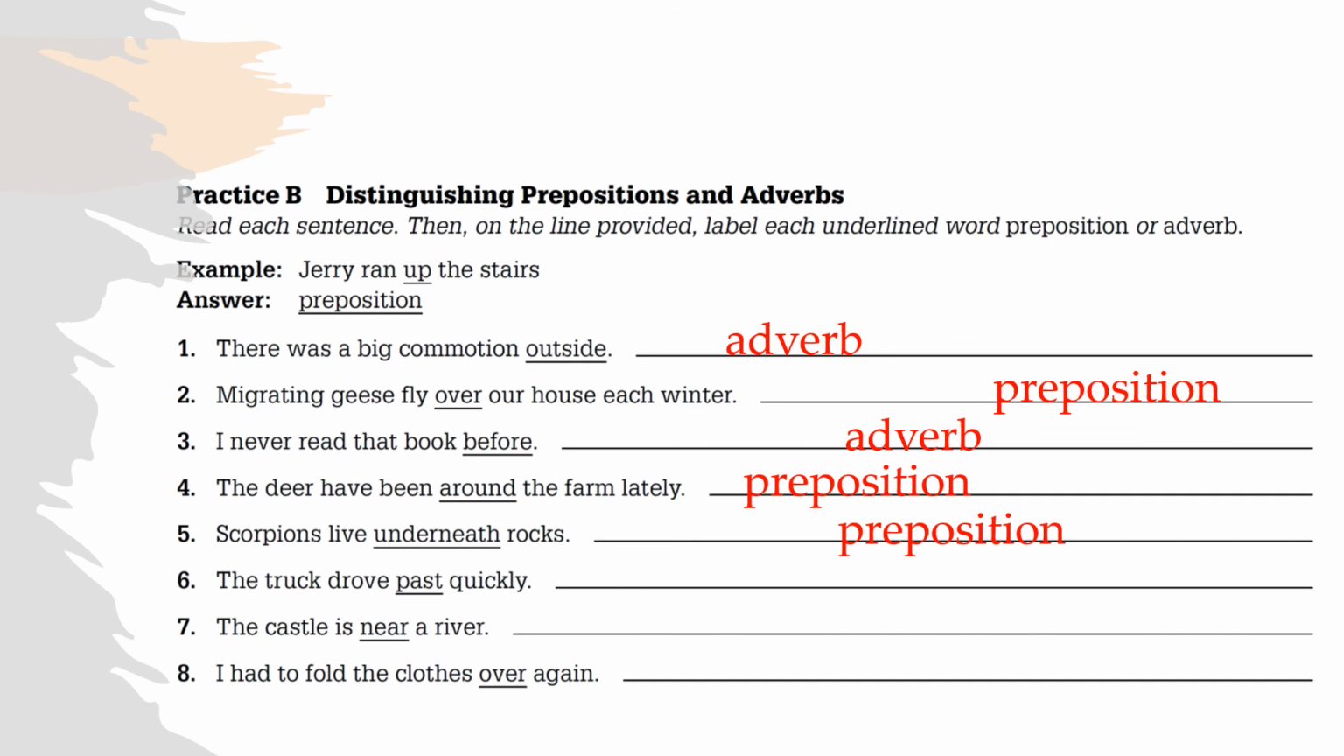Number 6, passed quickly. Quickly is not an object, it is not a noun, therefore passed is an adverb. Near a river, so we have near, this is definitely a preposition because river is a noun, is the object. And finally, over again. Again definitely is not a noun, therefore is not an object, hence over is an adverb.